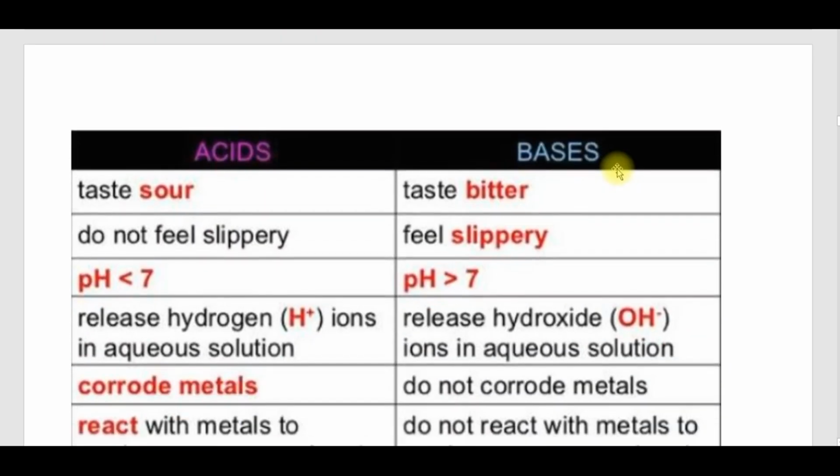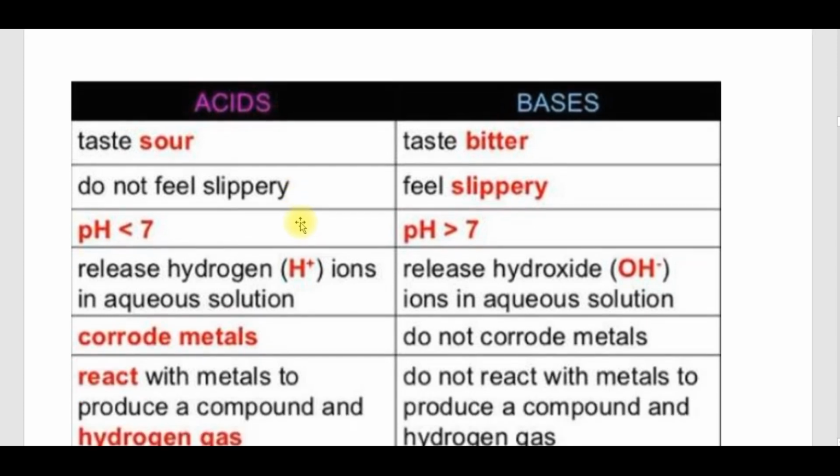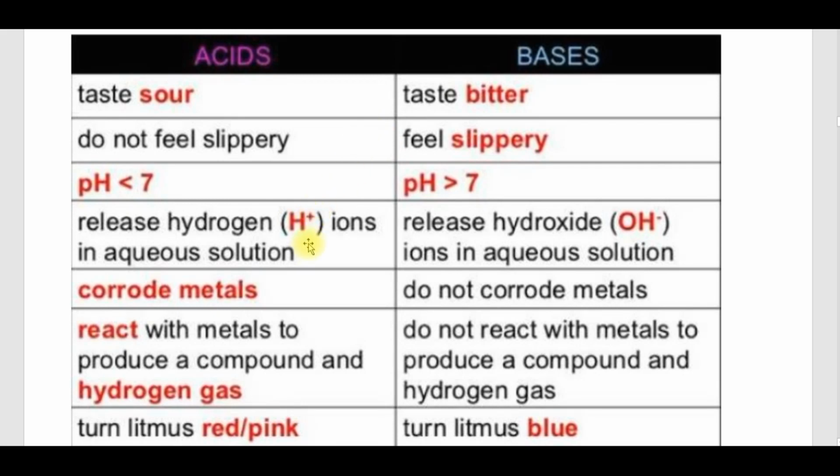What I have given here are certain differences between acids and bases, some properties of acids and bases in a tabular manner. Acid has a sour taste, and here the base has a bitter taste. Acids do not feel slippery, but bases feel slippery. The pH of an acid is less than 7, and the base's pH is greater than 7. We know that acids contain H plus ions when dissolved in water or an aqueous solution, but bases produce OH minus.